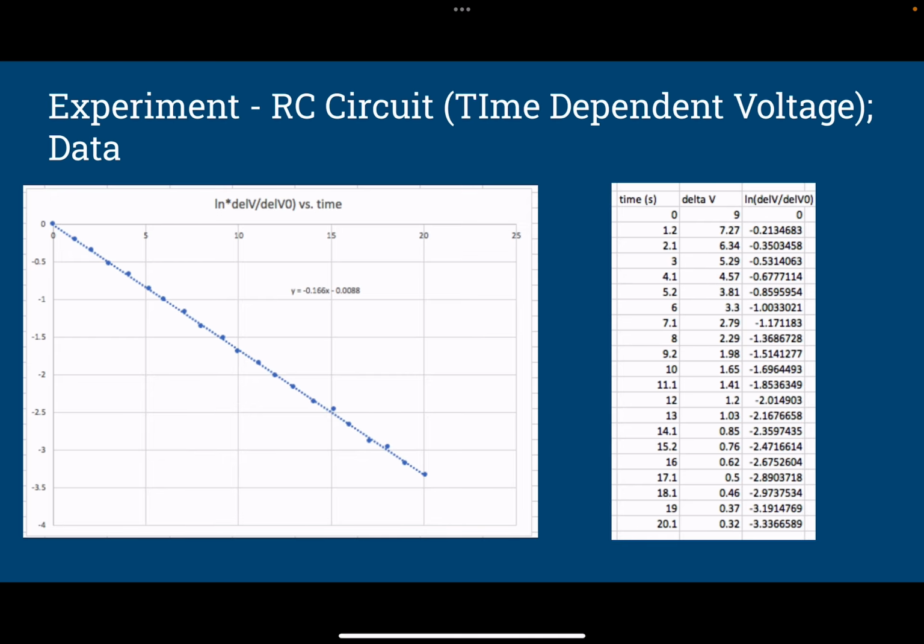So here is our data for a time of 0 to 20 seconds, and then the delta V was calculated, and then we got the natural log of the delta V divided by the delta V initial, which in this case was 9, and then we were able to plot this line. It is linear with a slope of negative 0.166 and a y-intercept of negative 0.0088.